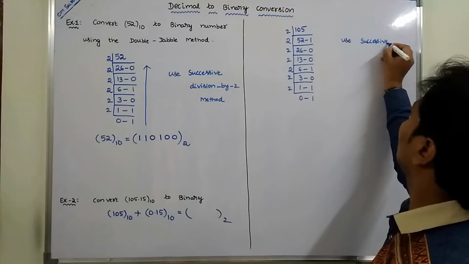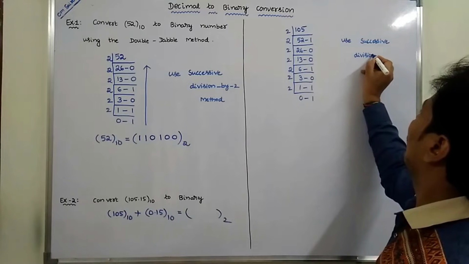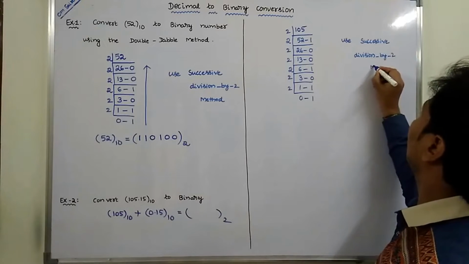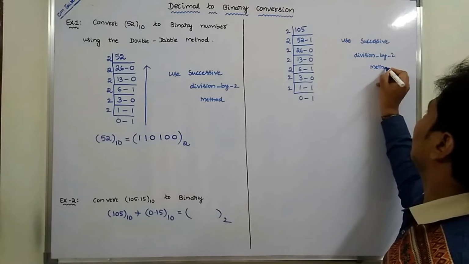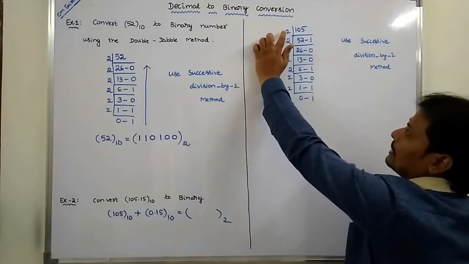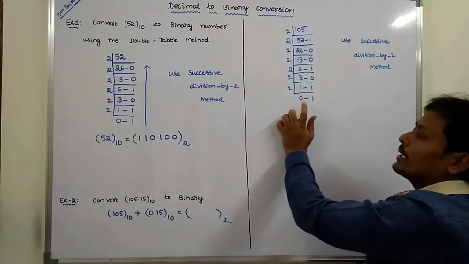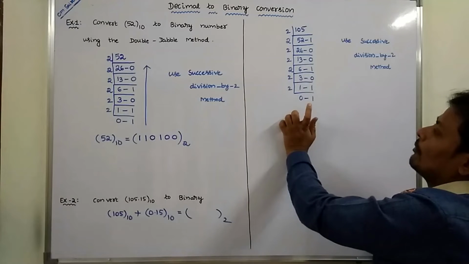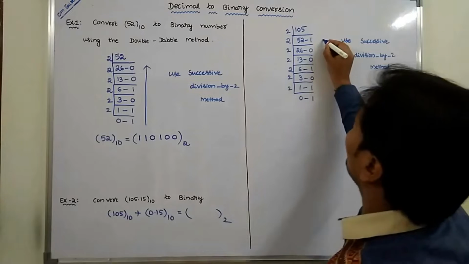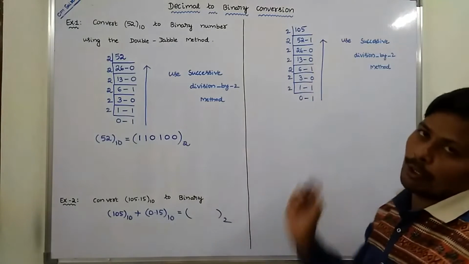Okay. Now we have to use the successive division by 2 method. In this method, the given decimal number is successively divided by 2 until the quotient is 0. Once the quotient 0 is obtained, we have to read the remainders from bottom to top.